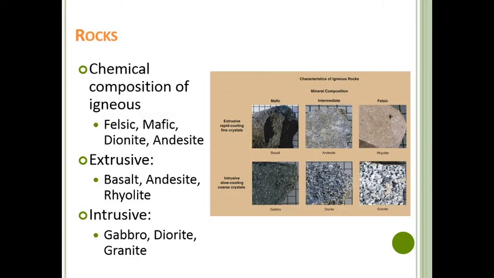Now, the chemical composition of igneous rocks. We have examples: the felsic, the mafic, the dacite, and the andesite. Then some common examples of extrusive and intrusive rocks. For extrusive, we have the basalt, the andesite, and the rhyolite. With the intrusive, we have the gabbro, the diorite, and the granite. The common granite is an example of intrusive igneous rock.